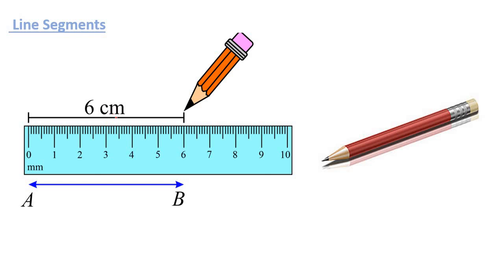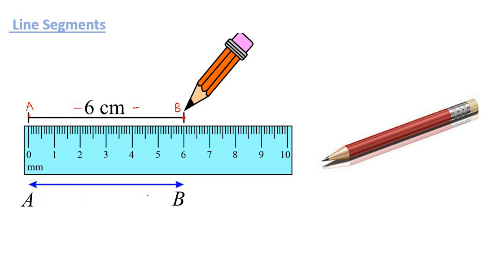Look at this figure, children. Measuring a line segment. Here there is a line segment. We can use a ruler and measure this line segment AB, and this is of 6 centimeters.